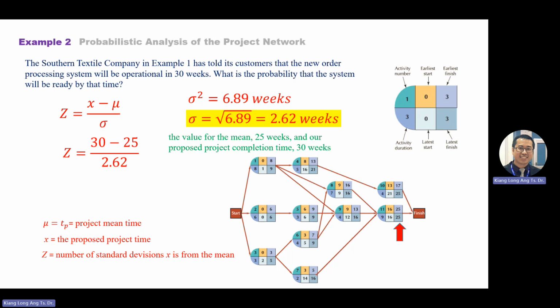As I drew on the whiteboard, this line here is the middle. This is your mu, your project time, or you can put TE there. The percentage is here. Your curve peak is your TE, and this one is your X. So you put in the numbers, and your Z is 1.91.